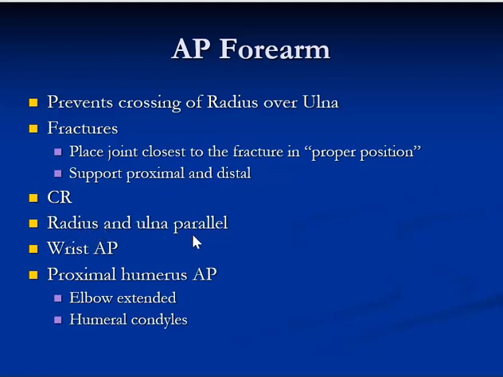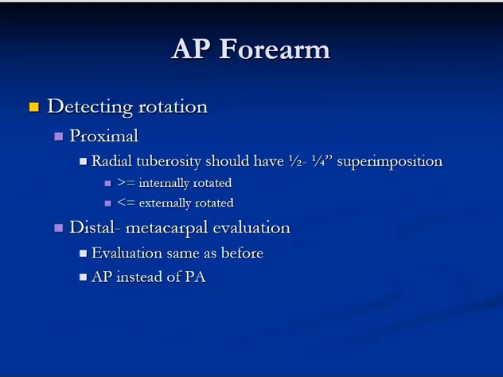The radius and ulna should be fairly well parallel. The wrist should be AP. Proximal humerus should be AP. The elbow should be extended, and the humeral condyle should be parallel to the image receptor. So how we detect rotation is by looking at the radial tuberosity and its superimposition over the ulna. If we have any kind of rotation, then what we're going to have is an increase or decrease in that superimposition. And I'm going to go down to the obliques of the elbow to show you what I'm talking about.